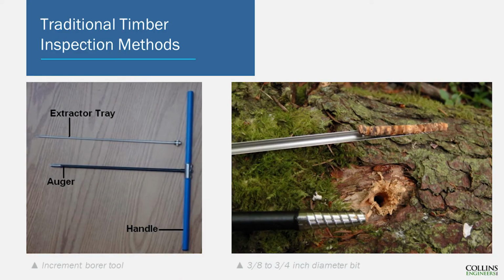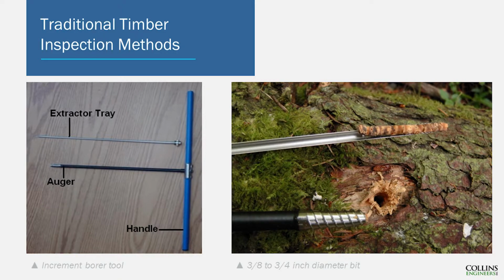The other kind of method is called an increment borer, which is seen here. It's basically a little drill that's hollow. It was originally made for foresters or arborists to check trees, but us engineers started using them to inspect timber structures. But it's a bit slow and laborious. There's some technique to it, especially if you use them underwater when you're diving. It typically doesn't go all the way through the member, just halfway.